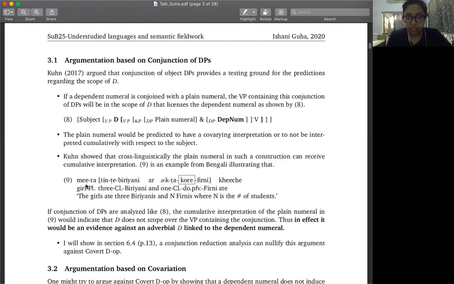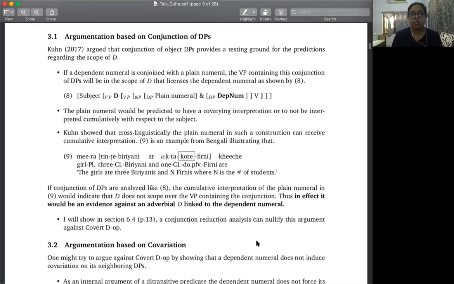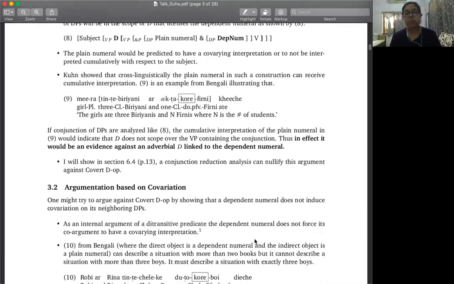So tinte biryani in mera tinte biryani ar ekta kore firni খেয়েছে can be interpreted cumulatively relative to the subject. So if conjunctions of DPs are analyzed like 8, the cumulative interpretation of the plain numeral in 9 would indicate that D does not scope over the VP containing the conjunction, and in effect, it would be evidence against the adverbial D. I'll show later on in section 6.4 that a conjunction reduction analysis can nullify this argument.